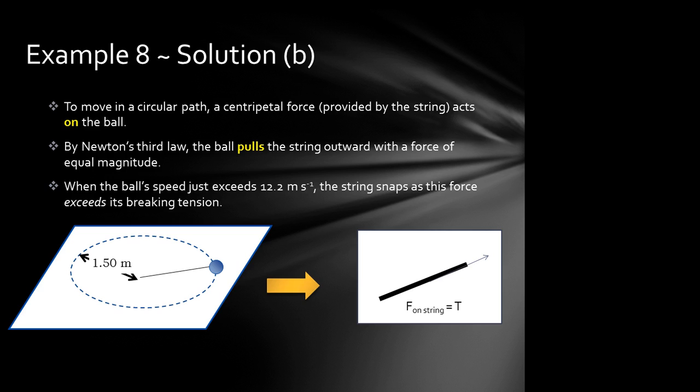So the exams are expected to provide as comprehensive an answer as possible. You see 2 marks, you definitely need something more than 1 line. Right? So this would be an example of a 2-mark answer. Of course, if it was just a 1-mark question, you could say, because the tension in the string exceeds 50 newtons when the ball speed is more than 12.2 meters per second.